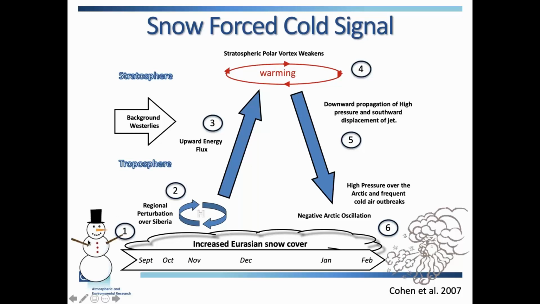So the 6 steps. The first one is the advance of snow cover. So again, October is a key month. That's when snow cover has its greatest variability, and it can expand the fastest across the Eurasian continent. It's really focused over Siberia.